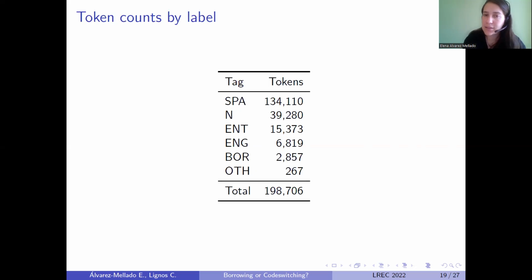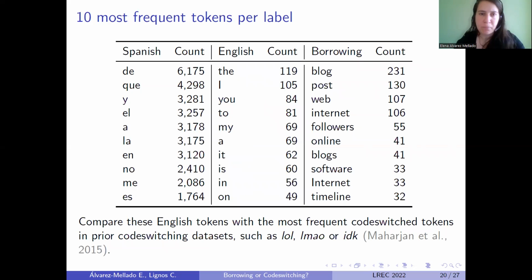But with the guidelines I just presented, this would be considered borrowings. And in fact, if we have a look at the 10 most frequent tokens per label, what we see is, again, unsurprisingly, in Spanish, the most frequent tokens are grammatical words such as de, que, so prepositions, conjunctions, things like that. If we have a look at the most frequent borrowings, we found words such as blog, post, web, followers, online, things like that.